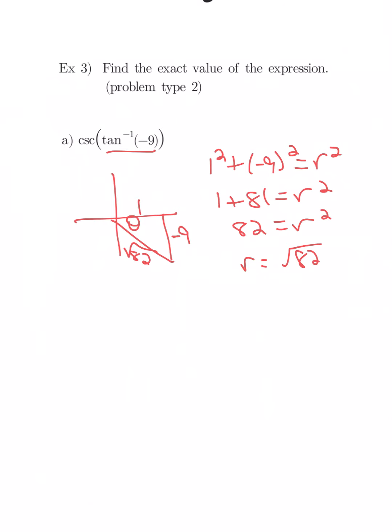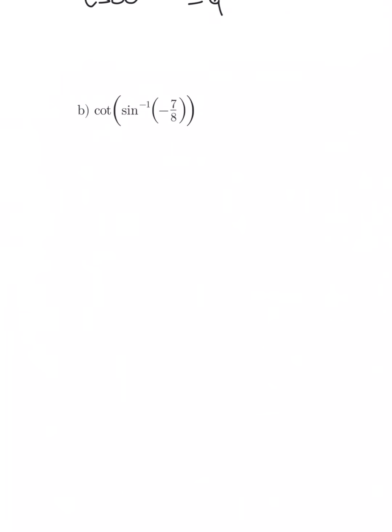So this picture now illustrates everything about the inside. We now want to do the cosecant of that theta. Cosecant is r over y. Our r is the square root of 82. Our y is negative 9. There's your answer. On B, we want to find the cotangent of the inverse sine of negative 7/8.